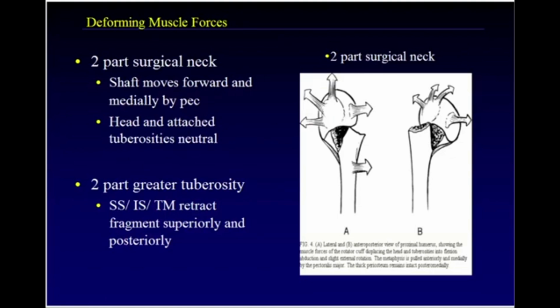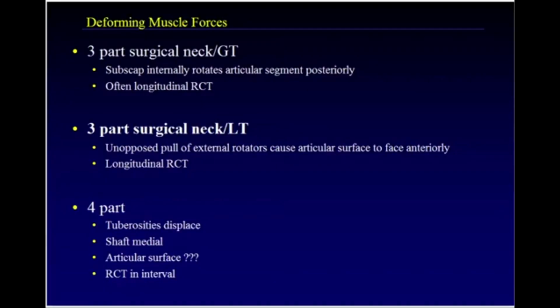The shaft is displaced anteriorly and medially by the pull of the pectoralis, and if the tuberosities are intact, the head typically will remain in relatively neutral alignment. If you have a greater tuberosity fracture, then the supraspinatus, the infraspinatus, and the teres minor will retract the greater tuberosity fragment superiorly and posteriorly. The three-part surgical neck fracture, which does involve the greater tuberosity, the subscapularis will internally rotate the articular segment.